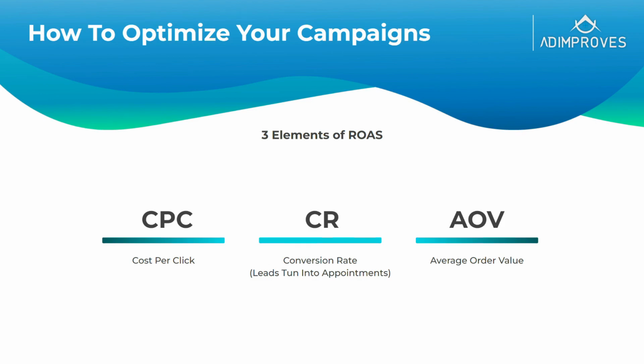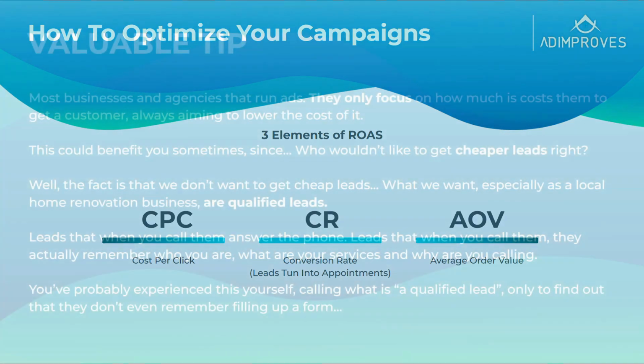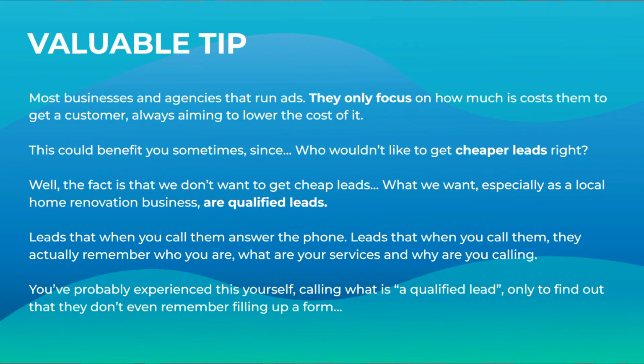Now, let me introduce you to the 3 elements of ROAS for local home improvement businesses. Here is where most businesses and especially agencies mess it all up. When evaluating ROAS, you need to keep track of your CPCs, conversion rates, and average order value. As I've explained before, always evaluate them as a group, not as individuals, to have context on why your ROAS is where it's at. Now, most businesses and agencies that run ads only focus on how much it costs them to get a customer, always aiming to lower the cost of it.